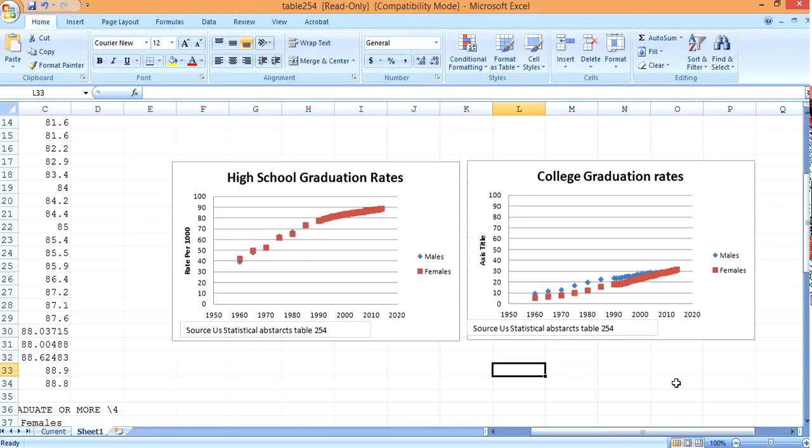When we look at these lines here, we can see that both males and females are pretty much increasing at about the same rate. So over the same span of time, one reason why teenage birth rates might be decreasing is because women and men are getting more educated over time. And if they're more educated, they might be more likely to delay pregnancy.